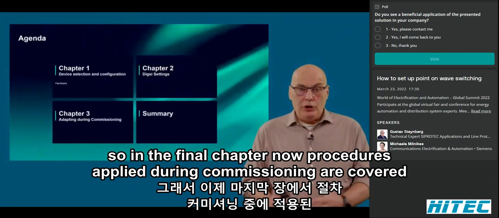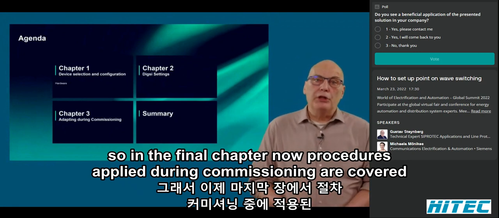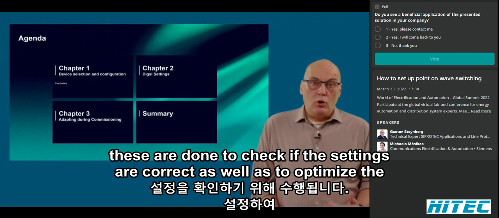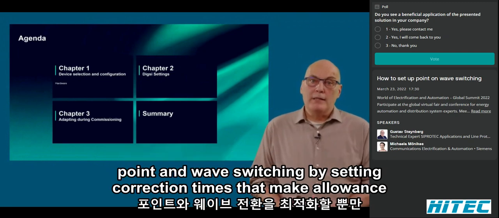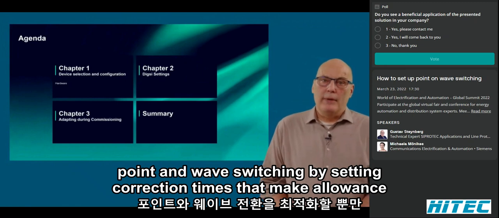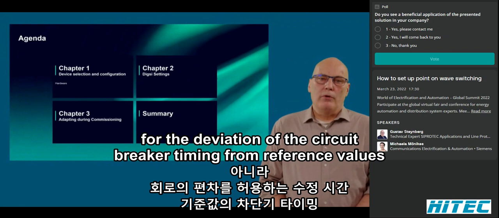So, in the final chapter now, procedures applied during commissioning are covered. These are done to check if the settings are correct, as well as to optimize the point-on-wave switching by setting correction times that make allowance for the deviation of the circuit breaker timing from reference values.